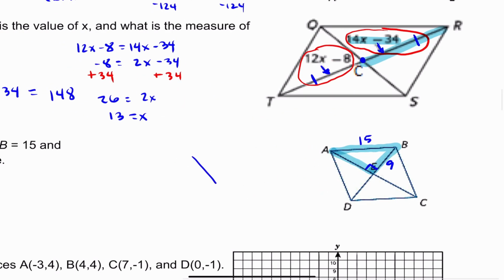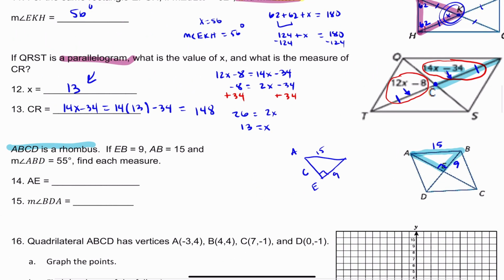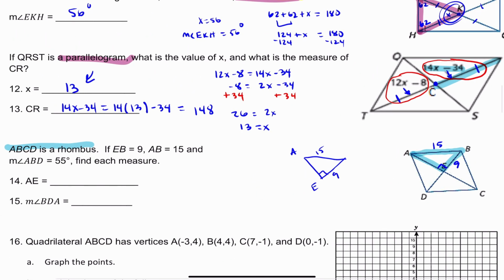So here's my triangle. This is 15 and this is 9, and then I'm looking for the measure of AE. So I don't know what this is. We'll call it C. So in this case, no, let's not call it C. My bad. I don't really want to call this C. I'm going to call this X, actually.